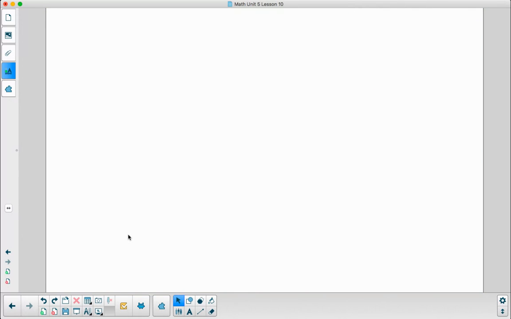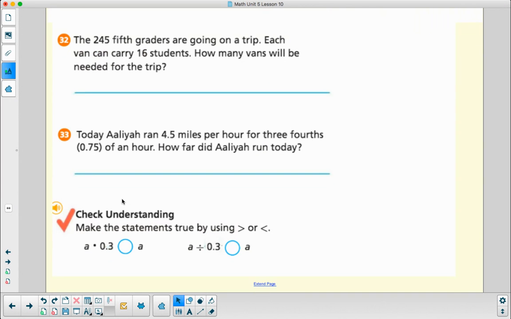So that is lesson 10. Like I said, it probably took you several days. The most major concept was this right here, that when you multiply by less than 1, you get something less than what you started with. When you divide by less than 1, you get a quotient greater than what you started with.